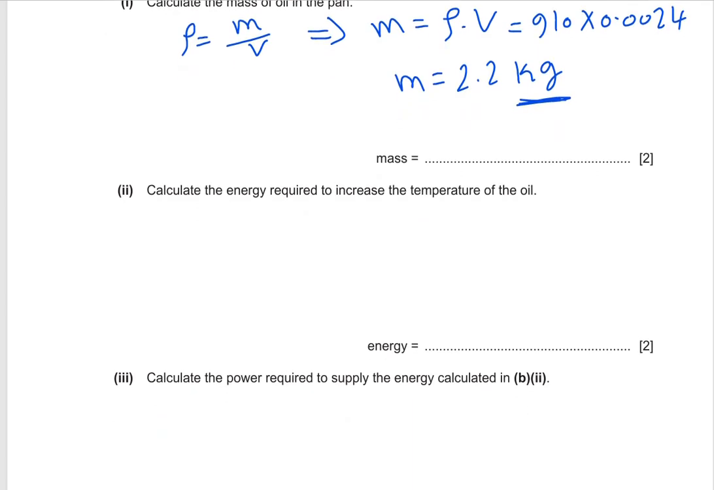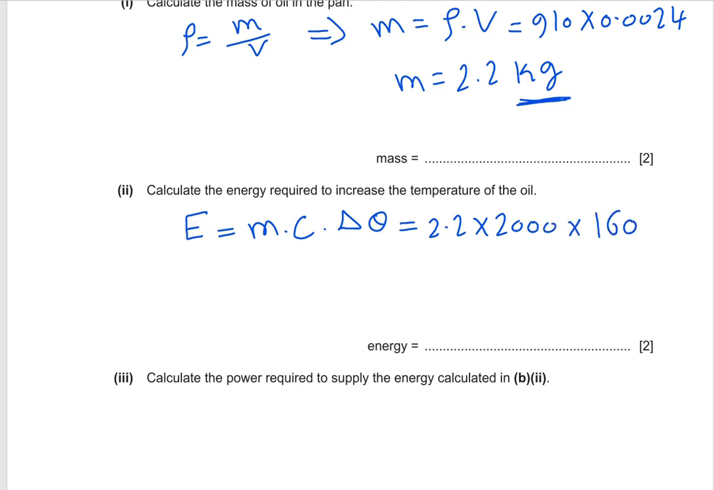The second part, they say calculate the energy required to increase the temperature. So we need the heat energy. We know already the formula, E equal mass multiple specific heat capacity multiple the change of temperature. The mass that we got 2.2 multiple the specific heat capacity, which is 2000 multiple the change of temperature, which is 160. I did it already on my calculator and I got almost 7 multiple 10 to the power 5 joules. Always remember to put the units. I hope it's clear.